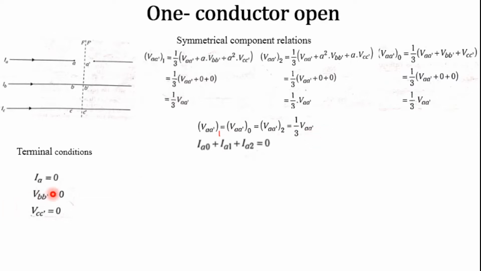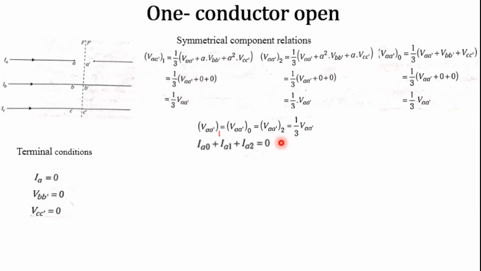Because we know that IA is equal to 0, it means that there is a presence of the voltage of the zero, positive and negative sequence. So hence IA0 plus IA1 plus IA2 is equal to 0. From these two equations, this is equation 1 and this is equation 2, this suggests a condition similar to the double line to ground fault.